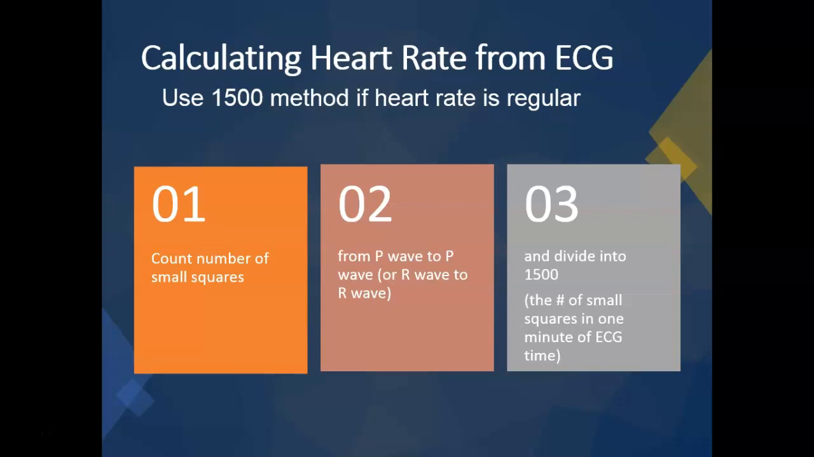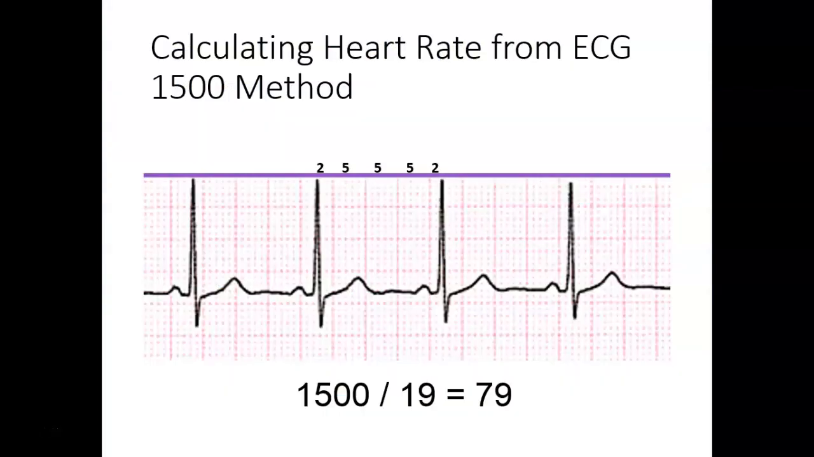Sounds like a lot, right? But yeah, remember how tiny those squares are. Now this works if heart rate is regular. If the heart rate is not regular, you don't have a normal sinus rhythm, then using this method is not reliable for calculating heart rate. So let's look at an example of this.